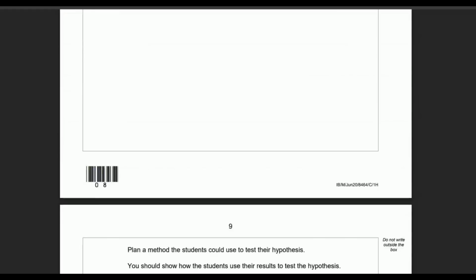Plan a method students could use to test their hypothesis. You should show how the students use their results to test the hypothesis. You do not need to write any safety precautions. So we don't need to say wear goggles, heat-proof mat, any of that at all. So let's get into it. Exactly how would you carry out this experiment? Let's go back up and have a little look.